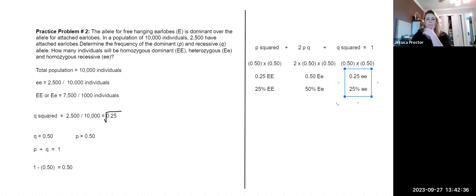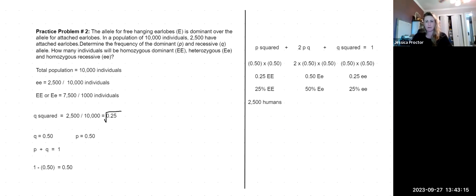Okay, and then if we want to know the number of individuals, remember we take the frequency and then we multiply it by the total number in the population. So you guys tell me what's 0.25 multiplied by 1,000? Oh, almost, Kevin. In your calculator, 0.25 multiplied by 10,000. Excellent, 2,500. So 2,500 humans, in this case, have to be homozygous dominant for earlobes.